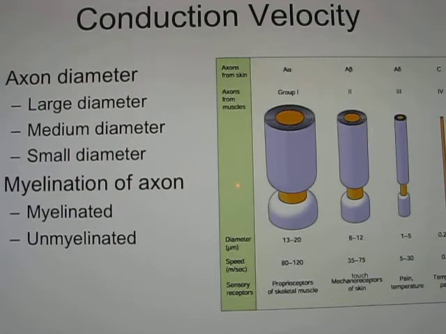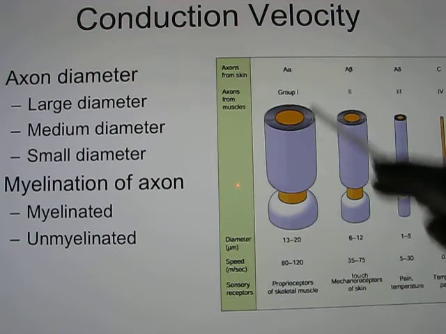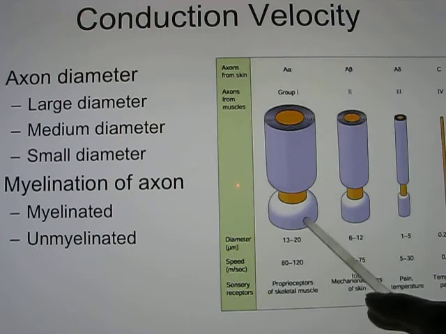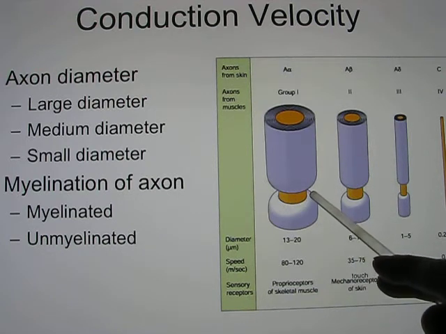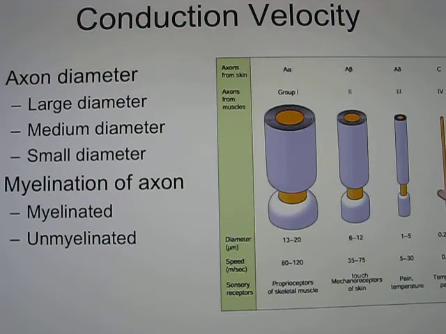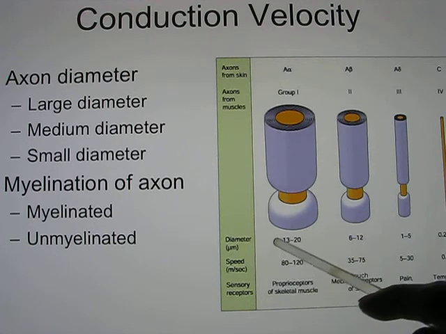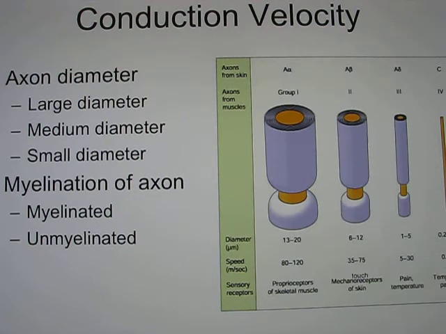And the conducting velocity depends on the axon diameter. So think about the highway. The bigger diameter is actually better. So the one with bigger diameter travels for long distance. And also the myelinated axon travels better than the unmyelinated one. So the nerve, those bundles of axons, they need to travel for long distance. They are usually bigger and they are all myelinated.